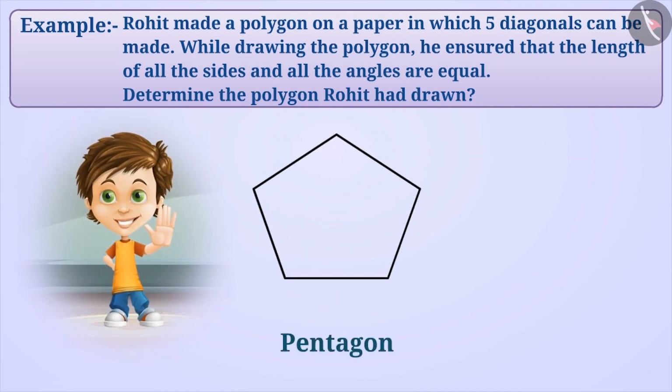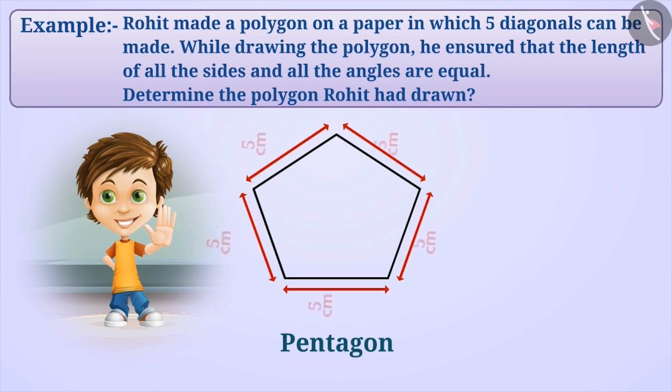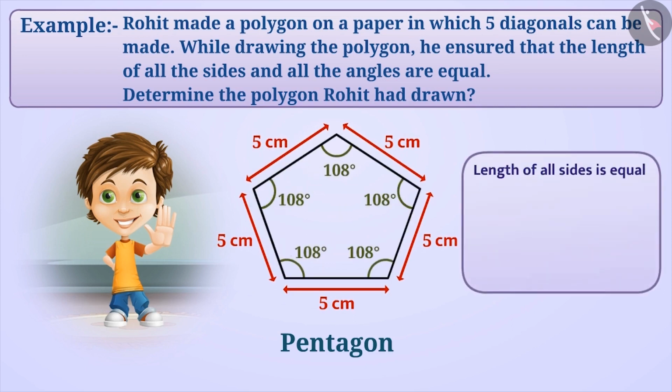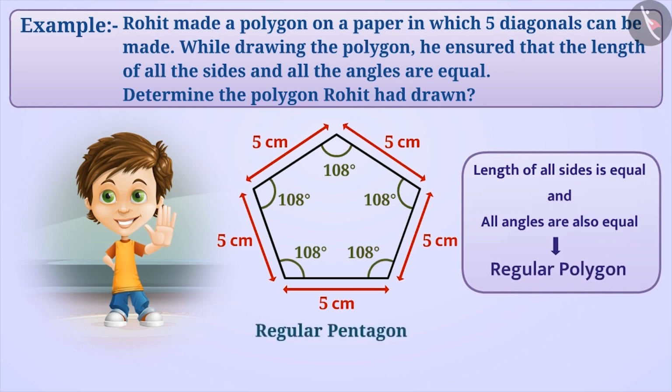But the length of all the sides of the polygon formed by him are equal and all the angles are also equal. If the length of all the sides of a polygon are equal and all the angles are also equal, then we call it a regular polygon. With this understanding, we can say that Rohit has drawn a regular pentagon.